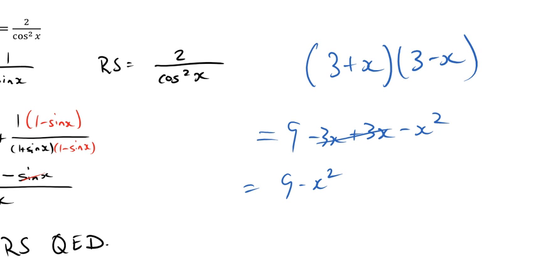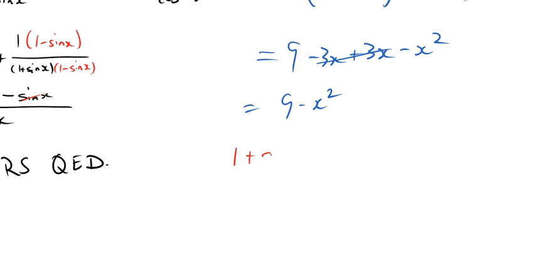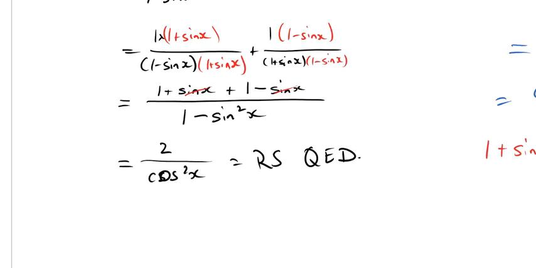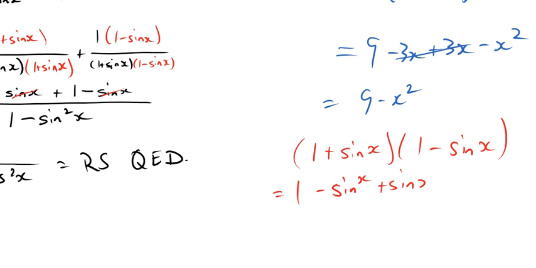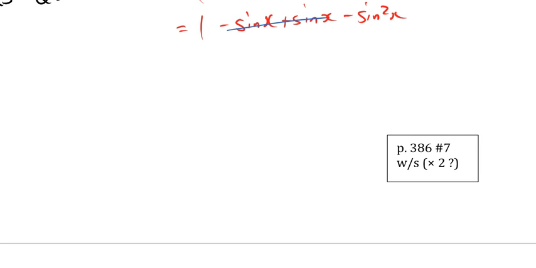And it would be the same with 1 plus sine x, not sine squared x, times 1 minus sine x. 1 times 1 is 1. 1 times negative sine x is minus sine x. Sine x times 1 is plus sine x. So there's your... they add to 0, and then minus sine squared x. Sine x times negative sine x is minus sine squared x. Gone, and you get 1 minus sine squared x, right? Any questions?